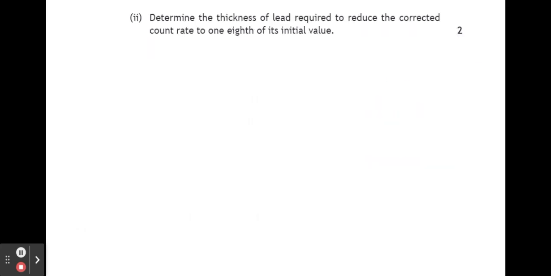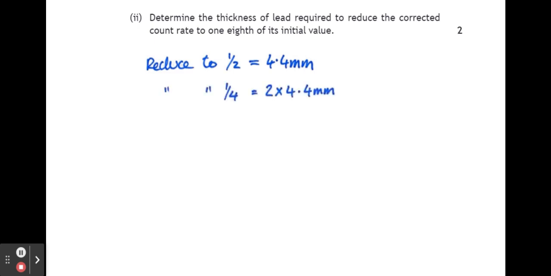Part 2. Determine the thickness of lead required to reduce the corrected count rate to 1/8 of its initial value. Well, we've just discovered that to reduce the count rate to 1/2 of its original value, we needed 4.4 millimeters. So to reduce its count rate to 1/4, we'd need twice 4.4 millimeters. Therefore, to reduce it by half again, to make 1/8, because 1/8 is half of 1/4, we would need 3 half-value thicknesses. So 3 times 4.4 millimeters, which is 13.2 millimeters.